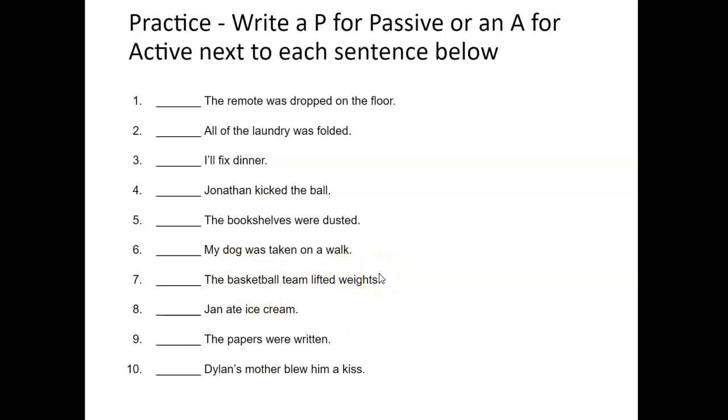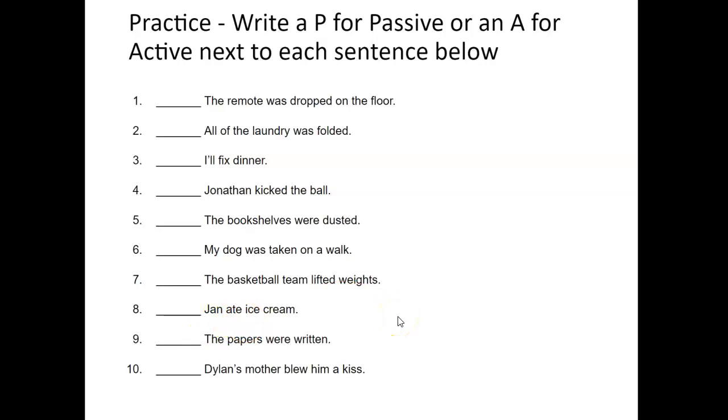Number eight, Jan ate ice cream. Active or passive? Number eight is another one that is active. Ate is our verb. We need to ask ourselves who ate the ice cream. It was Jan. Jan is before the verb, so this sentence is active.